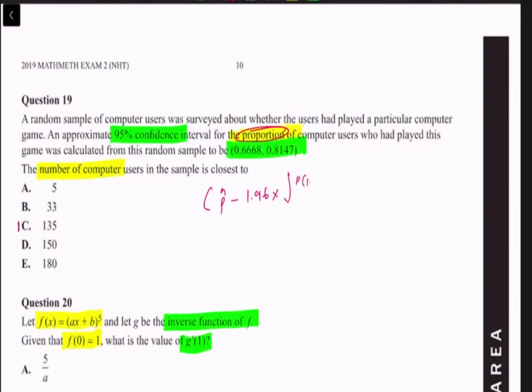P hat minus 1.96 times the square root of P(1 minus P) on N, and then P hat plus 1.96 times the square root of P(1 minus P) on N. So we have two unknowns right now. We have P and N, but as I said before, the P value can always be found by getting the average of these 2 points.